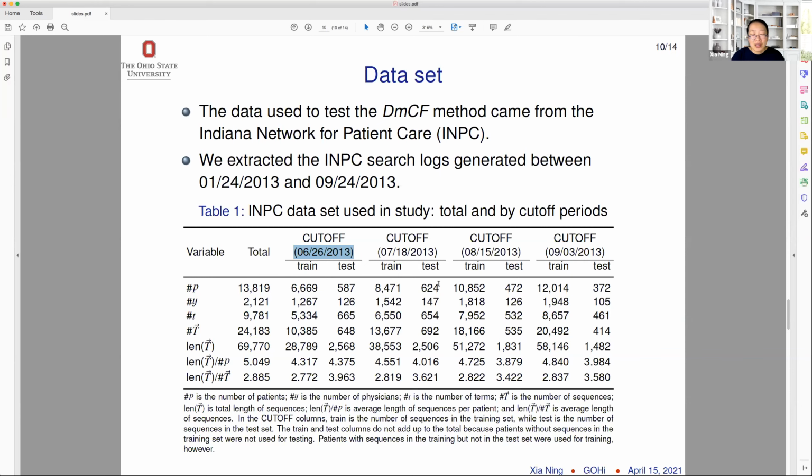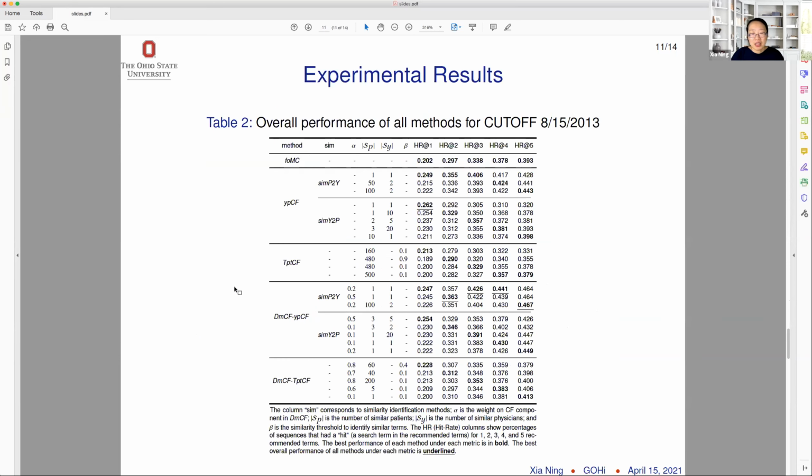So we tried different cutoff times. This will give us different training and test data sets, and we can evaluate our algorithms over different training and test sets. And this big table just shows some very quick example experimental results. This DMCP is our method, but we also have some other baseline methods. For example, only based on dynamics, based on the first order Markov chain; only based on collaborative filtering, based on similar patients and similar physicians; and also some other baseline methods.